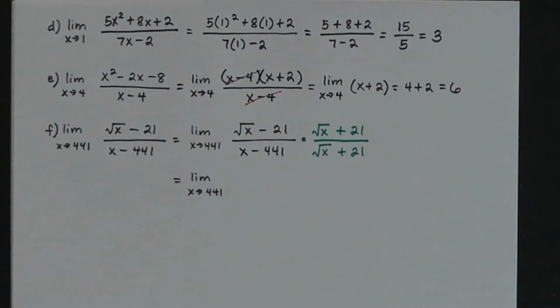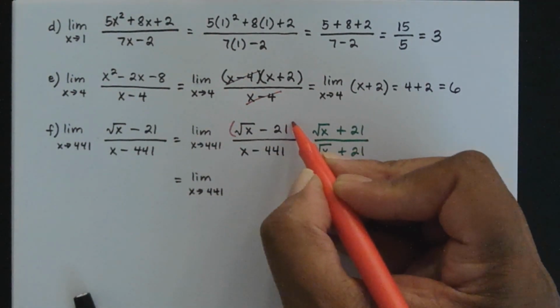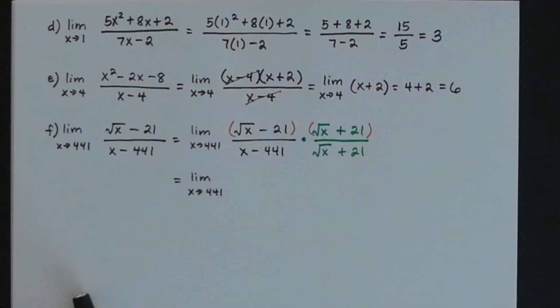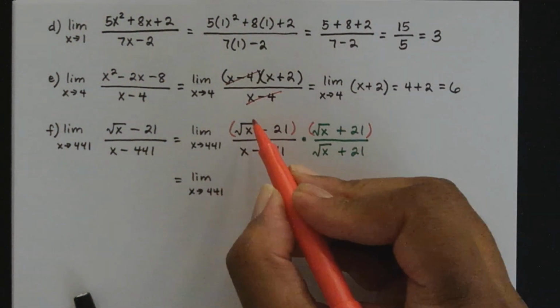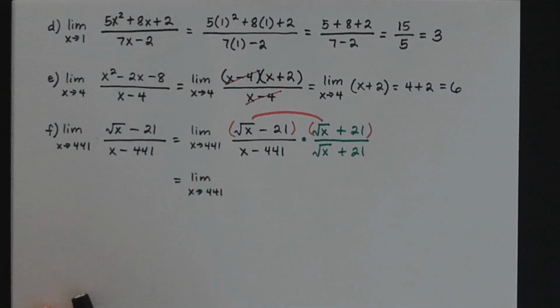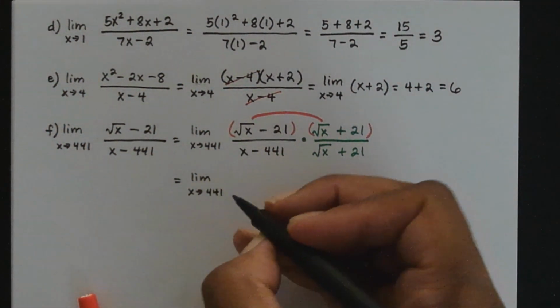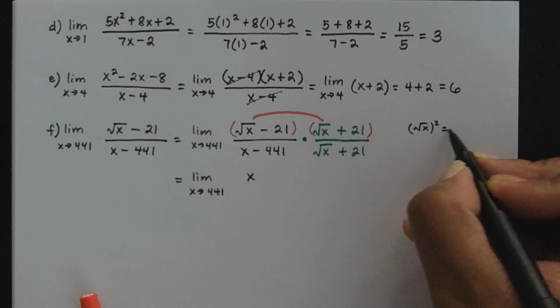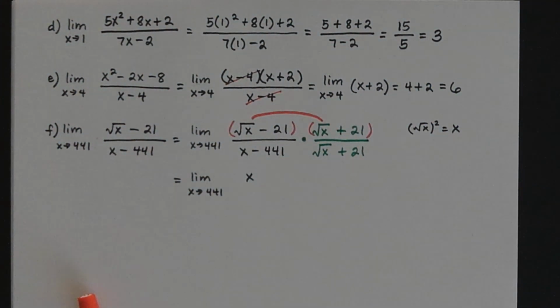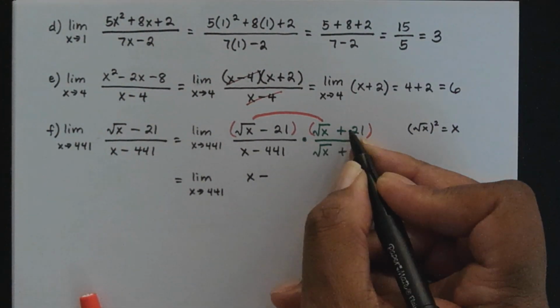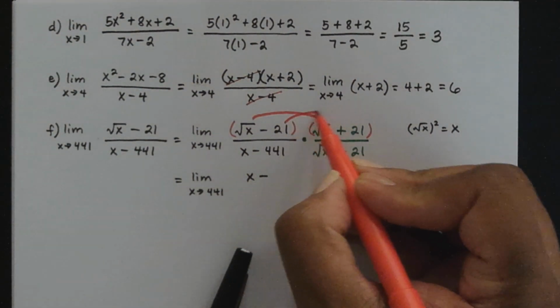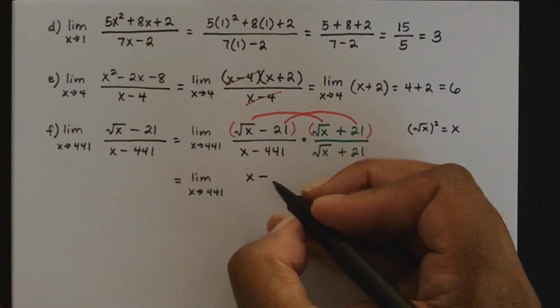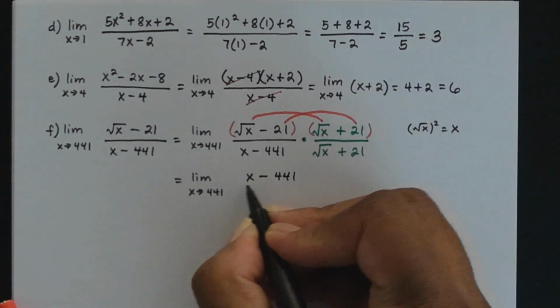So the limit as x approaches 441 of, now in this case here, that numerator, I'm going to have to apply the sum and the difference of the same two terms. I'll do this by squaring the first term. That means the square root of x times the square root of x. That'd just be x. And keep in mind that if you square the square root of x, the square eliminates the square root symbol. So you're left with x minus the square of the second term, minus 21 times plus 21. That would give you 441 in the numerator.